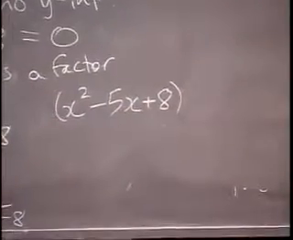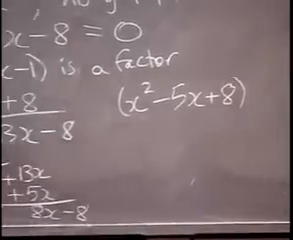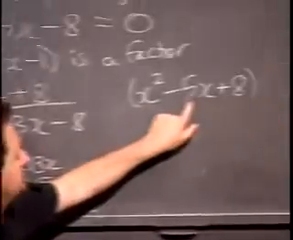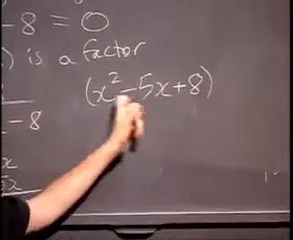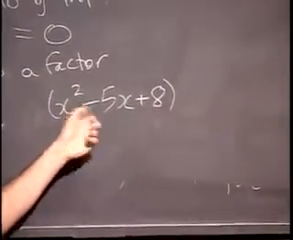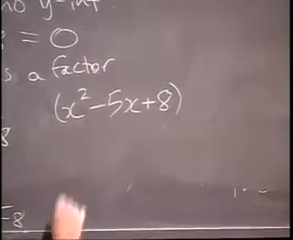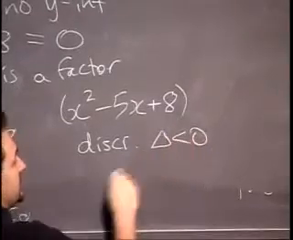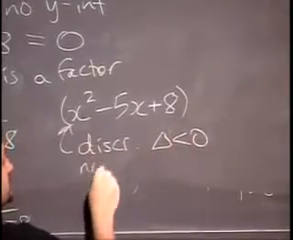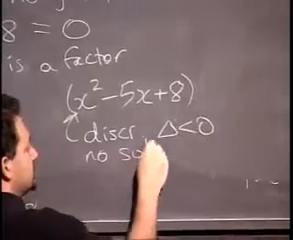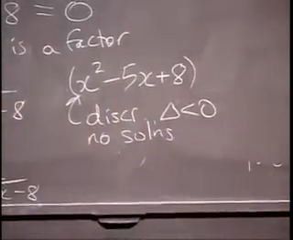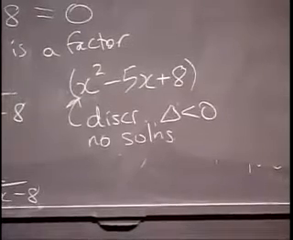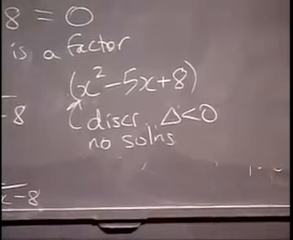Maybe, though, that's a quadratic. Maybe we can factor that further. What's the discriminant, though? b squared is 25, minus 4 times 8 is 32. The discriminant's negative 7. The discriminant, which is normally written as delta, is negative, so this does not factor over the reals. No solutions to the quadratic equation x squared minus 5x plus 8 equals 0. So actually, x equals 1 is the only root. This is the only x-intercept.